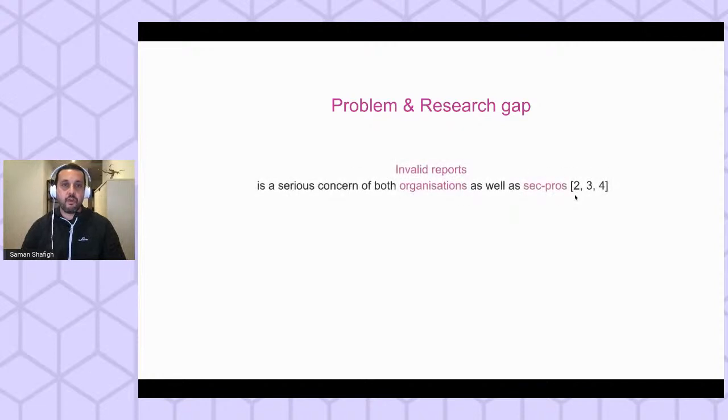Problem and the research gap. The main problem in using these platforms is invalid reports. It is a serious concern for both organizations and security professionals. For organizations, it is a concern because they receive a huge amount of invalid reports and need to triage them. For security professionals, it is very concerning because they don't want to lose their reputation, as many programs apply a penalty on security professionals who submit invalid reports.